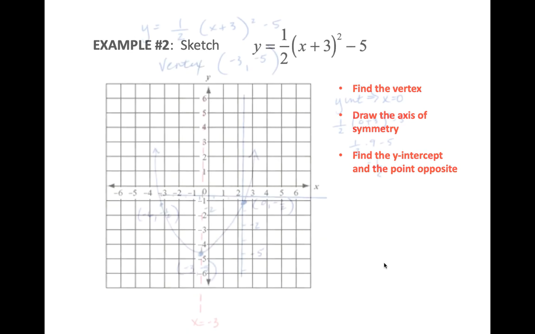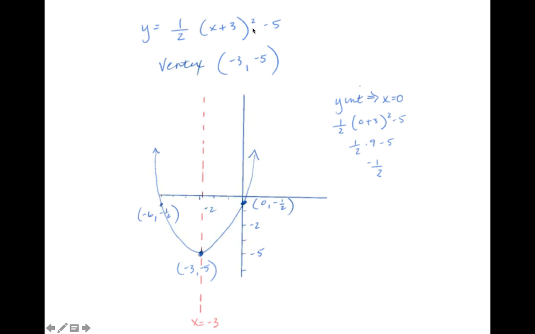So let's take a look at what that looks like. Here's my function. My vertex would be -3, -5. So I put that in place. I have to draw the axis of symmetry. It goes straight through where x is equal to -3.